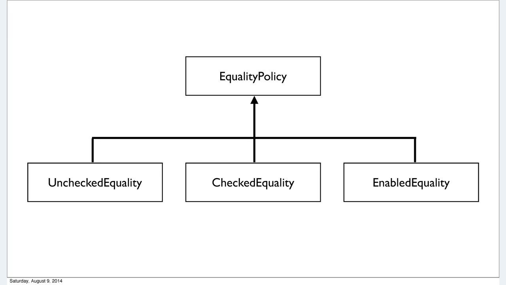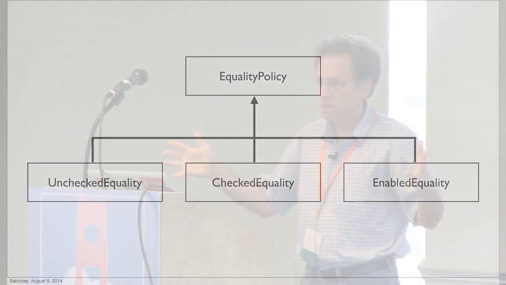Where I was heading, right now there are these three equality policies that you can use. There's triple equals, which doesn't check anything. There's TypeCheckedTripleEquals, which does subtype supertype. And there's ConversionCheckedTripleEquals, which enables all implicit conversions. Those will continue to work, but they'll be deprecated. And these would be the new ones that I think will come: unchecked equality, checked equality, and enabled equality.